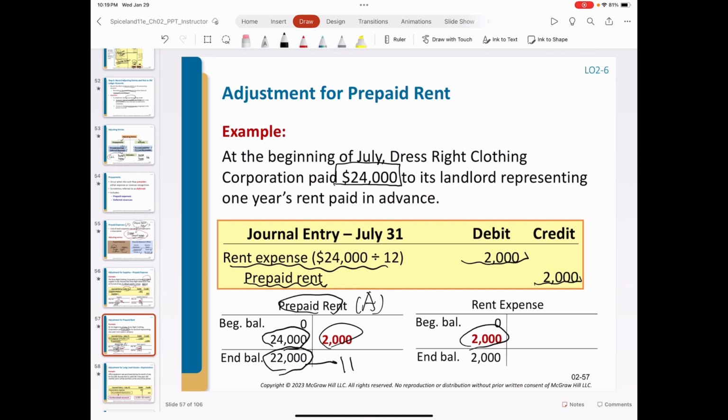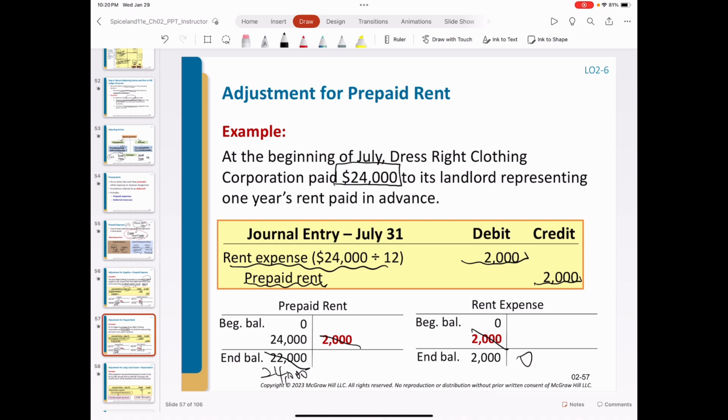When time lapses in the future, every month the company will recognize $2,000 rent expense, while writing down the book value of prepaid rent by $2,000 each month. If we forget to make these adjustments, what happens? Prepaid rent will keep the $24,000 balance, while rent expense is zero. But this doesn't make sense, right? The company used the assets. It should recognize the rent expense. It's not free.